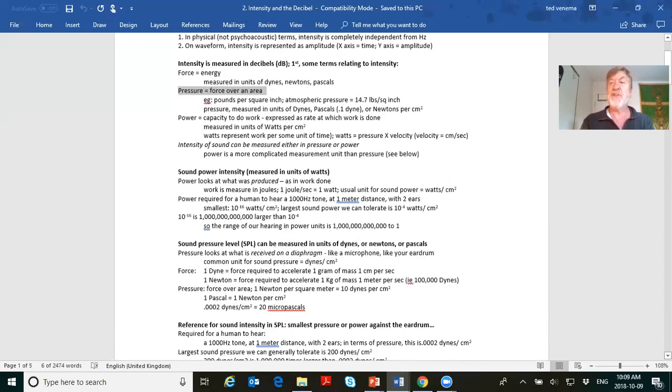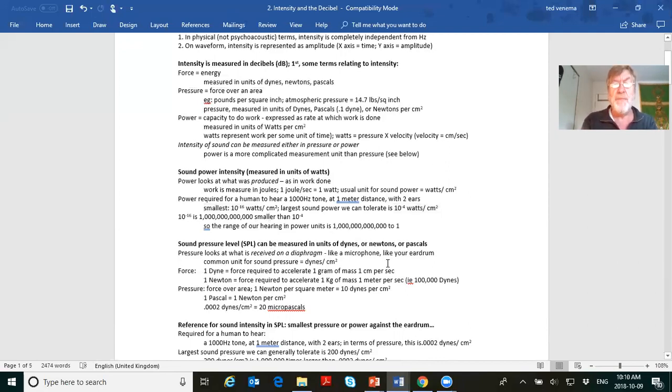Some scientists look at sound intensity in terms of power. And if you looked at power, what's the softest sound power it took for an average adult with normal hearing to hear a 1,000 hertz tone at 1 meter distance from a speaker with 2 ears? In terms of power, that was 10 to the minus 16 watts per centimeter squared. So the smallest you could hear, 10 to the minus 16. The largest you could tolerate, 10 to the minus 4. And there's a typo here. It says 10 to the minus 16 is larger. That should read smaller.